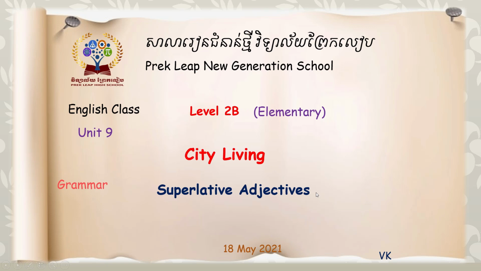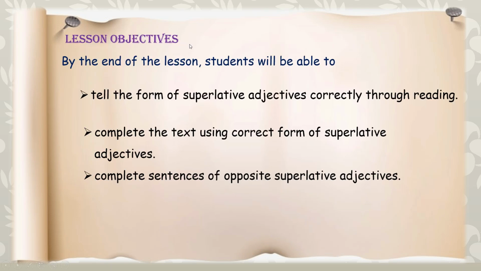Okay, so here are the lesson's objectives. By the end of the lesson, you will be able to, first, tell the forms of superlative adjectives correctly through reading. Second, complete the text correctly using the correct form of superlative adjectives. And the last one, complete sentences with the opposite superlative adjectives. Okay, without further delay, let's begin.